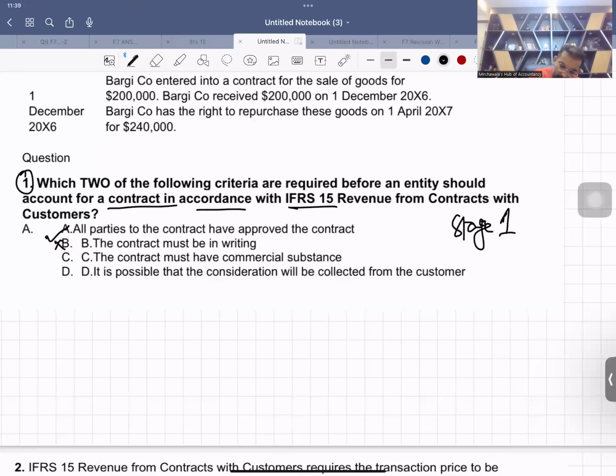Now see, the contract must have commercial substance. Yes, commercial substance is very important. It is possible that the consideration will be collected? No, in the standard it is written probable. It is probable that the consideration will be collected from the customer. This wording is wrong. You can go and read the book, where it is written probable chances of economic benefit.